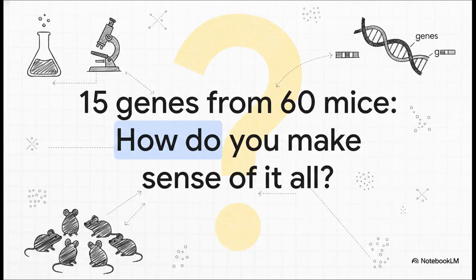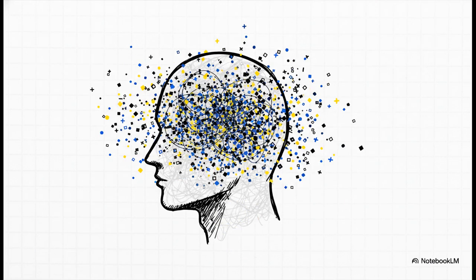So, let's set the stage. Imagine you're a scientist and you've just finished a big experiment. You're staring at data for 15 different genes, and you've got that data for 60 different mice. The question is, what do you do now? How do you even begin to find the important patterns in all that information? I mean, if you do the math, that's 900 separate data points. It's a classic case of information overload, right?